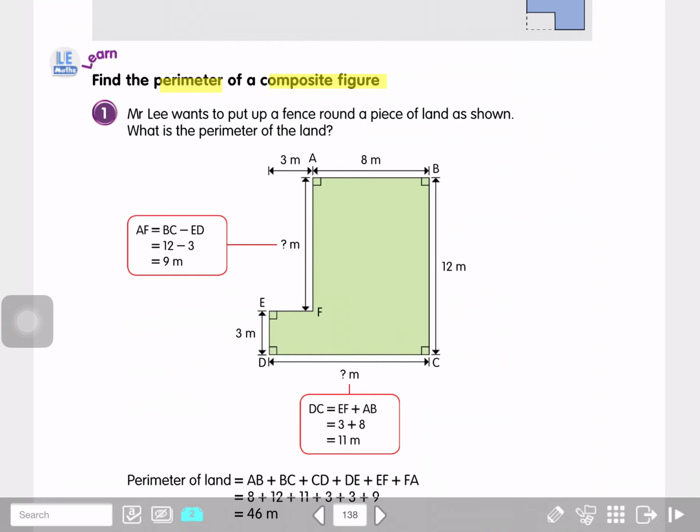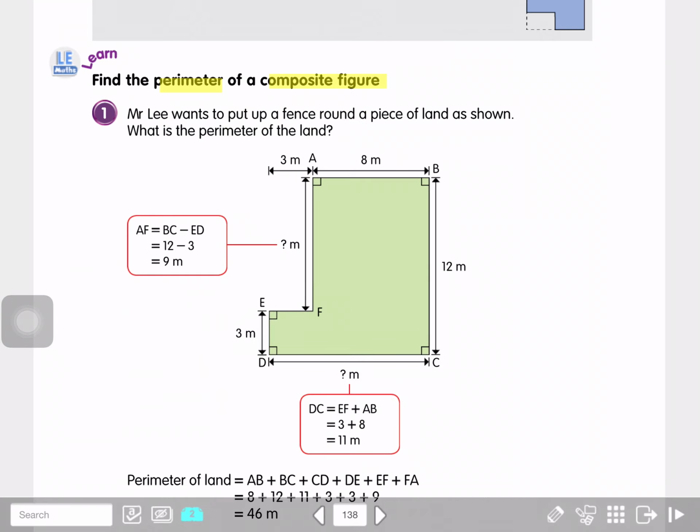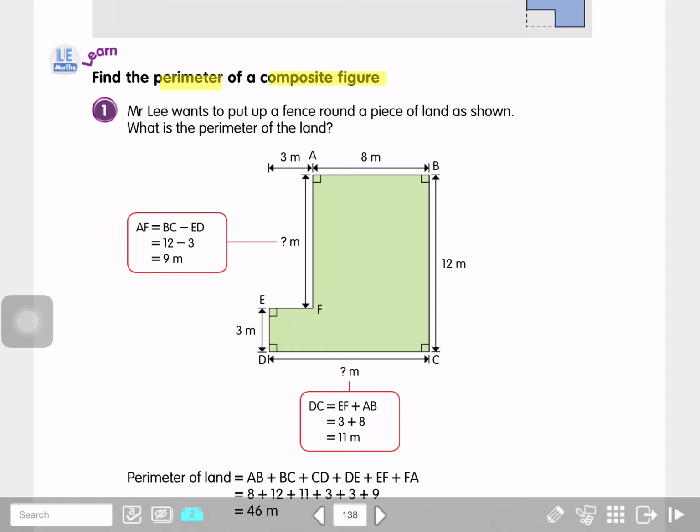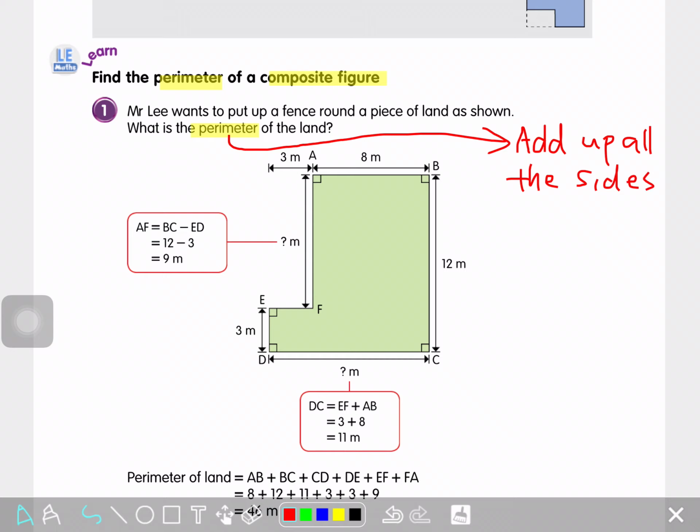Okay, it says that Mr. Lee wants to build a fence around a piece of land as shown below. They're asking us to find the perimeter of the land. So how do we find the perimeter of this land? First, let's recall that to find the perimeter, we need to add up all the sides, because perimeter is what is around the shape or the figure outside.